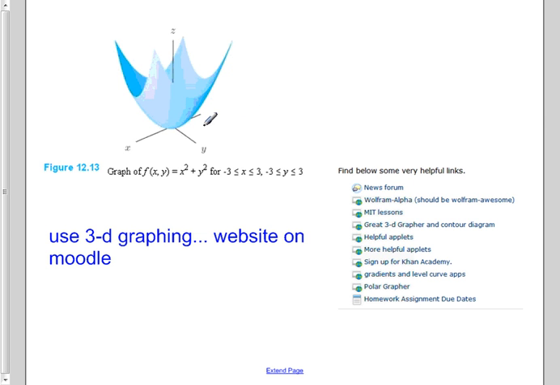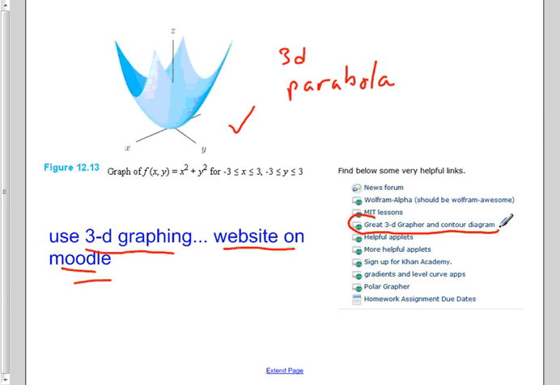So what is it? It's a 3D parabola. And we generated this graph. This is a graph that comes from a textbook, but we are going to be using a lot of 3D graphing, and on the first part of our website, there are a number of helpful applets and graphing calculators. In particular, this one right here. This one we're going to be using today, and very quickly, moving on, we'll be using a bunch of others.